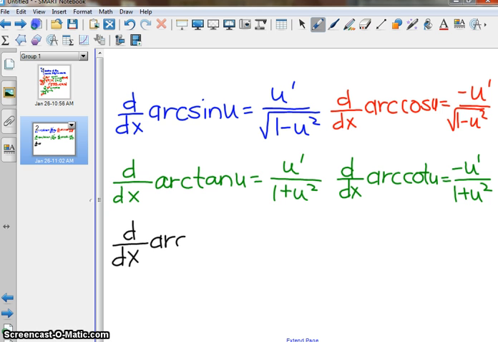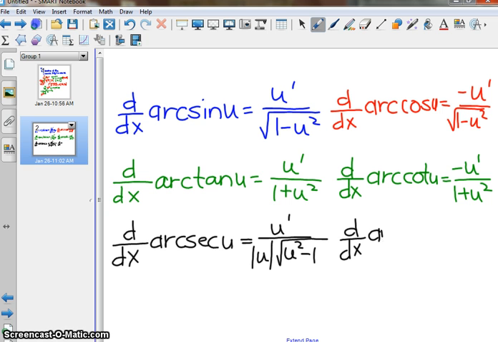Our last 2 formulas, arcsecant of u is u prime over the absolute value of u, square root of u squared minus 1. So the derivative of arc cosecant u is negative u prime over absolute value of u, square root of u squared minus 1.